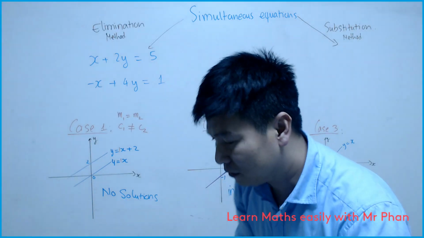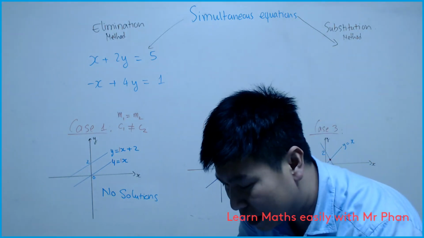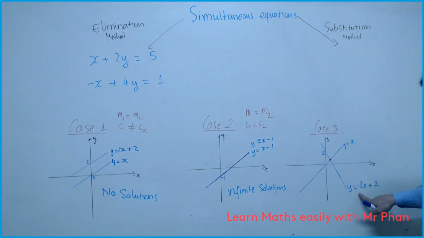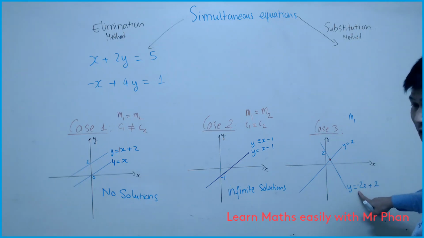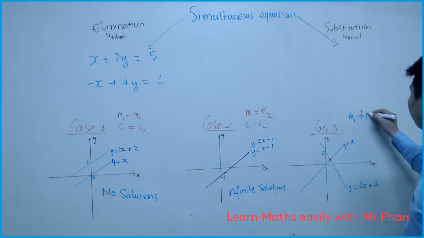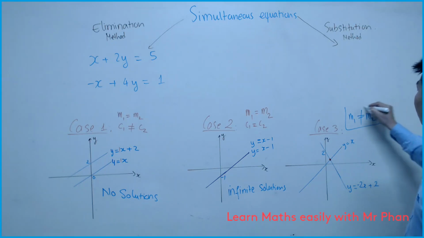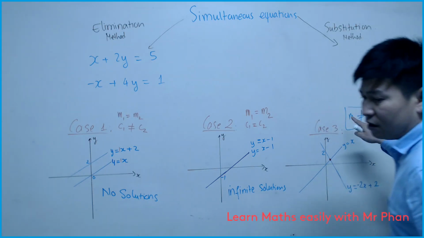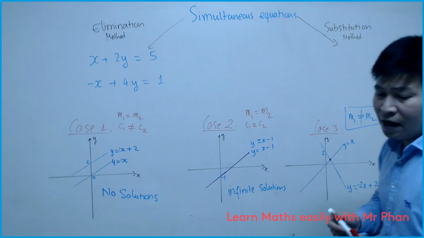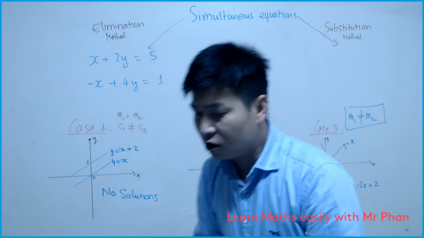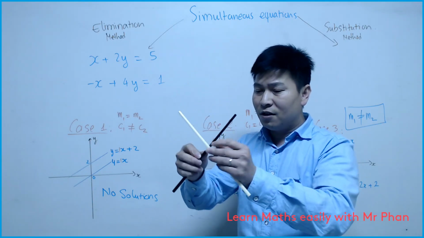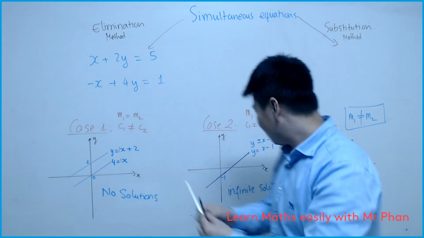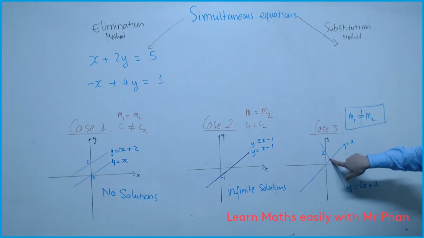And now the last one. You see my m1 here is equal to 1, and my m2 here equals negative 2, so they're not the same. When m1 is not equal to m2, the gradient of line number 1 is not the same as the gradient of line number 2. They will eventually cross and cut each other, and we meet at some point. So that's our purpose today: we want to find the intersection of those two lines.